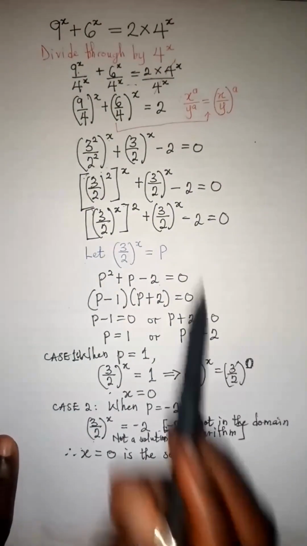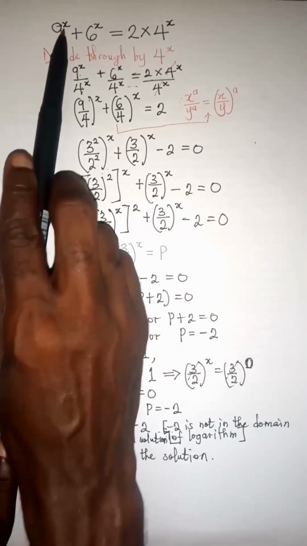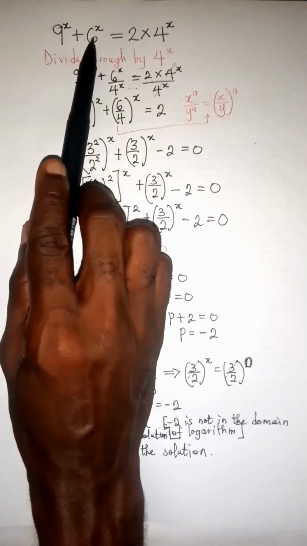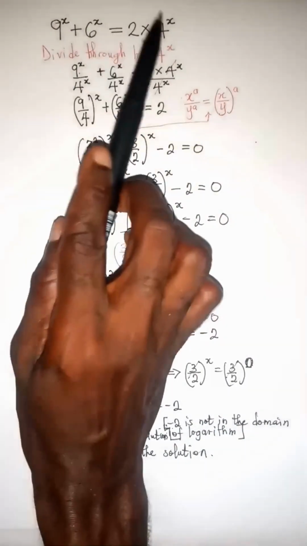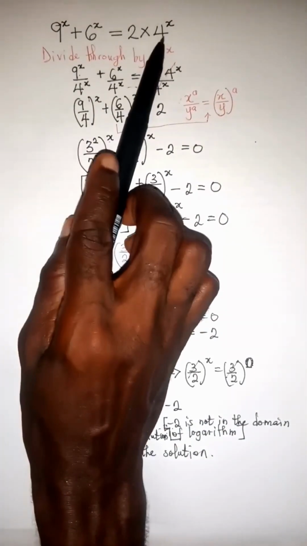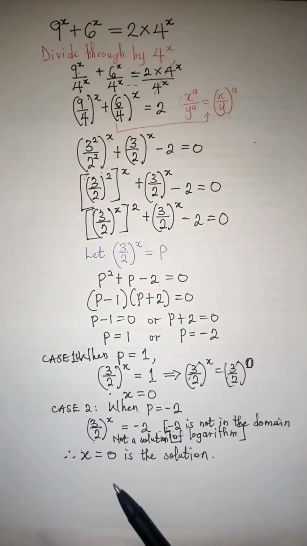And this solution can be checked by putting 0 here. 9 raised to the power 0 is 1, 6 raised to the power 0 is 1, so 1 plus 1 gives 2. Then 4 raised to the power 0 is 1, 2 times 1 gives 2. That's the only valid solution.